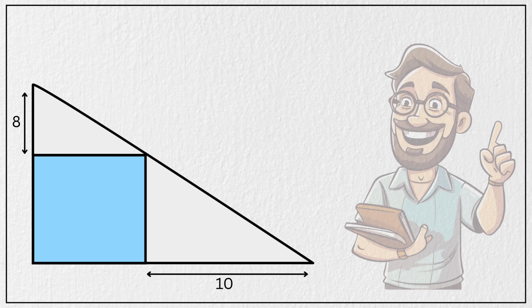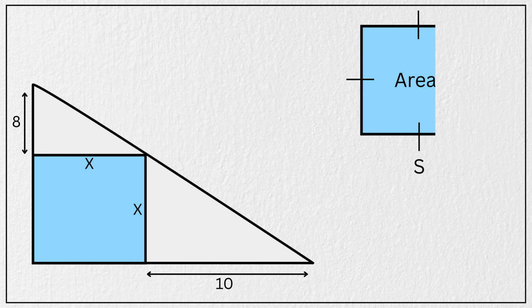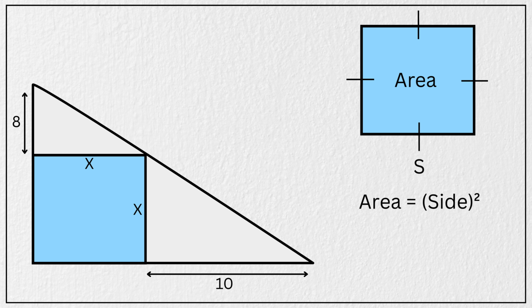Alright, let's get started. But before we begin, let us define the side of this square as x units. We know that area of square is calculated by squaring its side. That means the area of this square is x squared, right?